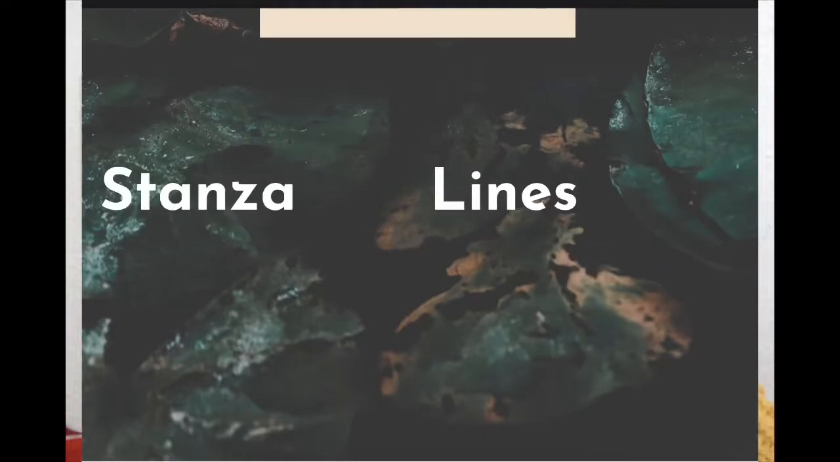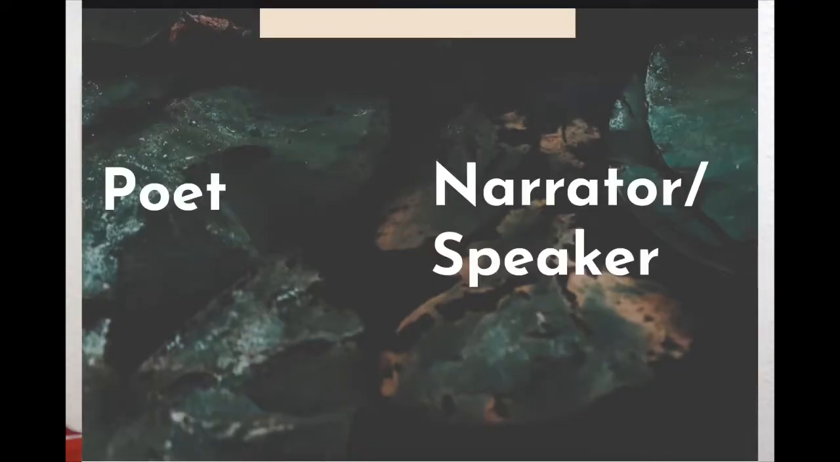Okay, we've also learned about stanzas, and we've also learned about lines. We also talked about the difference between the poet and the narrator. The poet is not always the narrator. I gave the example of Forrest Gump. Forrest Gump is the narrator in the movie Forrest Gump, but he did not write the movie. Somebody else wrote the movie. Okay? So we learned about the difference between the narrator, or the speaker, and the poet.